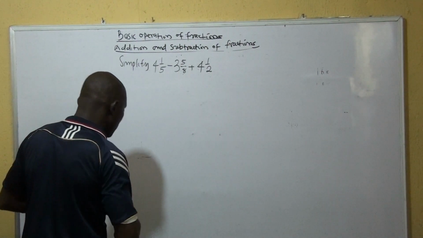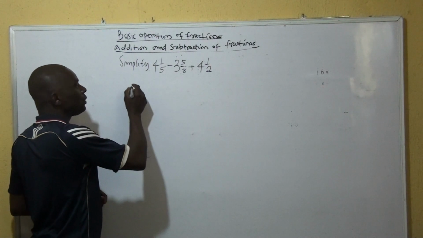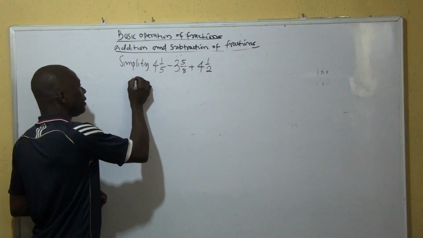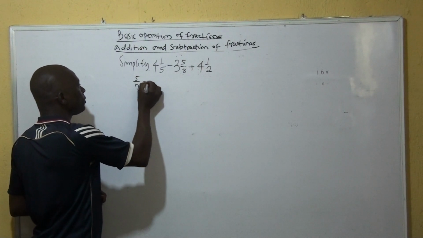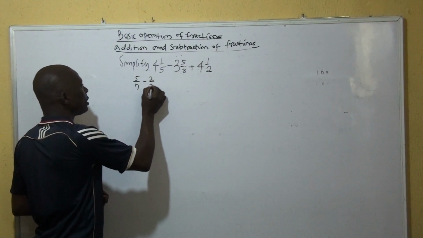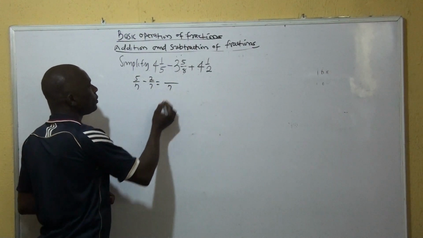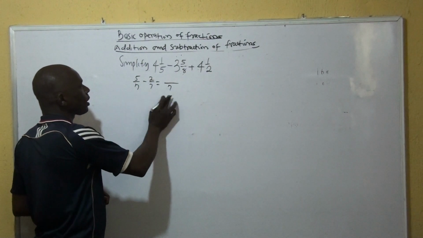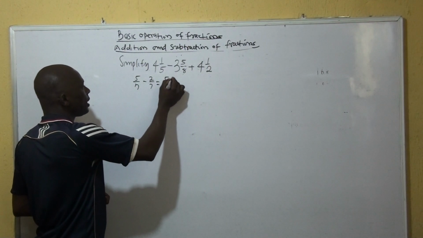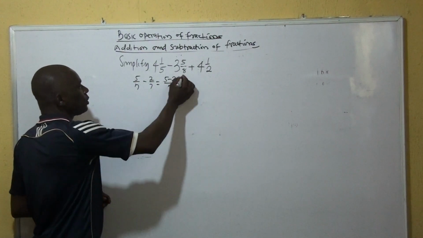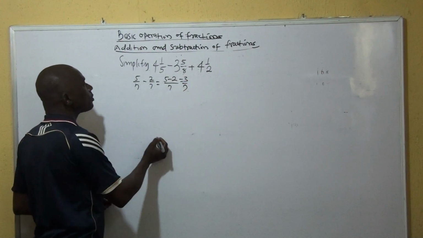Then when dealing with fractions, there are some basic concepts that you need to know once you are adding or subtracting fractions. Let's say we have 5 over 7 minus 2 over 7. Since the denominators are the same, all you need to do is write the denominator here as the LCM, and carry out the basic operation on the numerators. So here it will become 3 over 7.